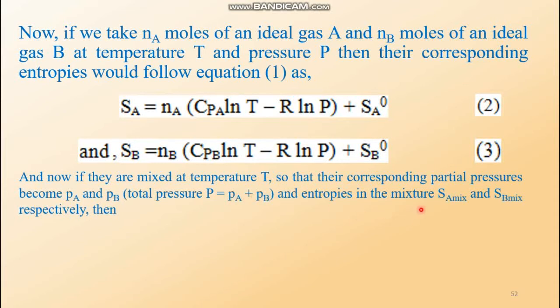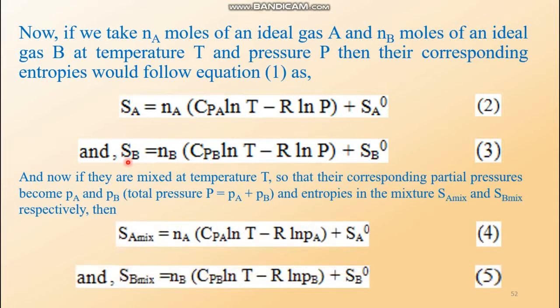Then the corresponding entropies within the mixture. That means SA becomes SA mix within the mixture, SB becomes SB mix within the mixture. Then the corresponding expressions of SA mix and SB mix, what should they be? Here we shall write SA mix and here we shall write SB mix, and thus we get equations 4 and 5. So here the change is that instead of P you have written small letter pA, and instead of P we have written here small letter pB. All the other terms are the same.